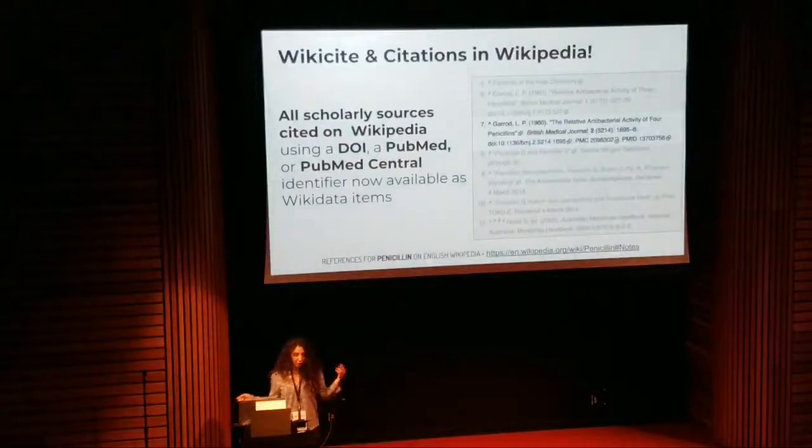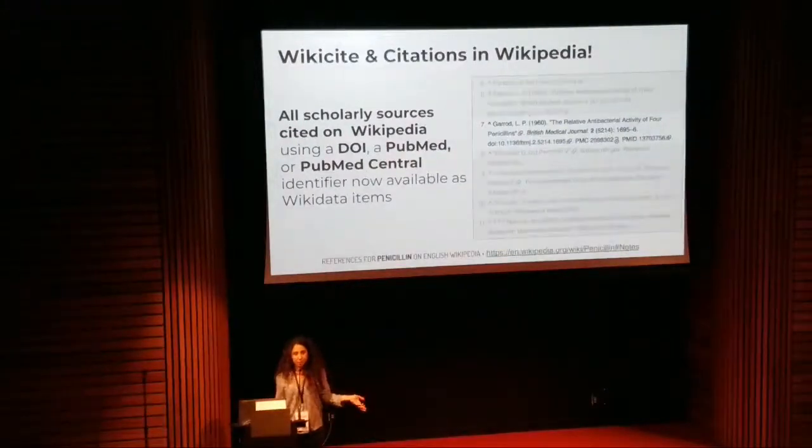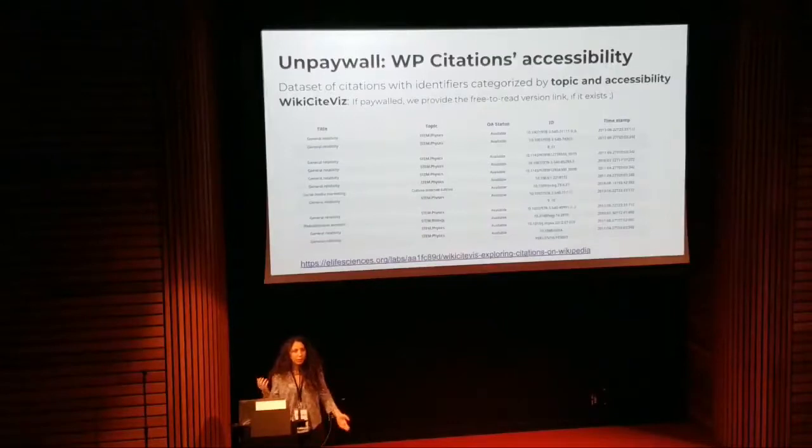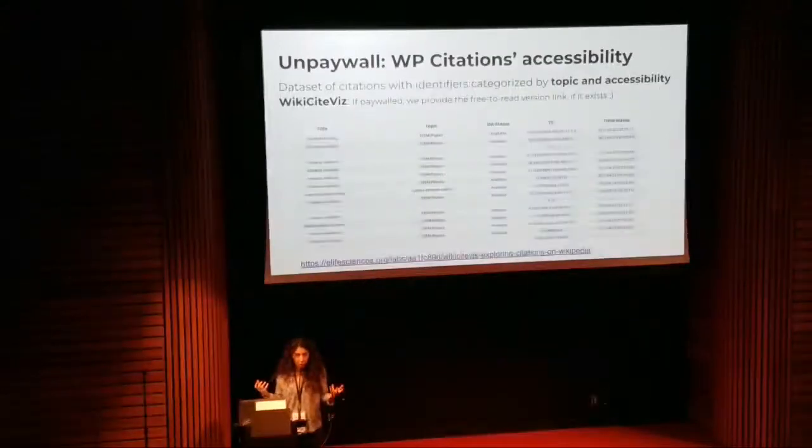As Dario said this morning, most of the DOI, PubMed, and PubMed Central publications are now imported in Wikidata thanks to the effort of the Wikicite crew at the recent hackathons. We also recently extended this dataset to characterize each citation with the topic of the citation and an accessibility value. It means whether the citation is open access or not, by crossing the data with the Unpaywall dataset that characterizes each DOI with an open access link if it's available.